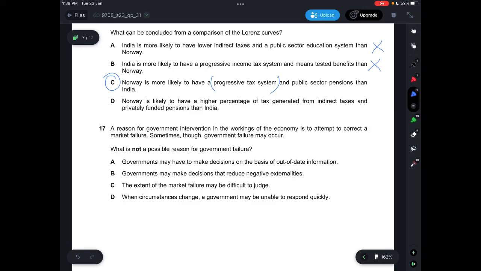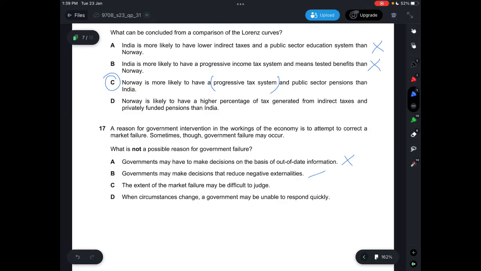A says governments may have to make decisions on the basis of outdated information, which is correct. Information may be outdated because by the time the information reaches the government, they will have to take time to process, and the information will probably be from months ago. So it may no longer be the same, maybe there will be changes. And B, governments may make decisions that reduce negative externalities. In this case, if they make decisions that reduce negative externalities, it will result in success instead of failure. But in this case, it results in failure, so that's not a possible reason for government failure.